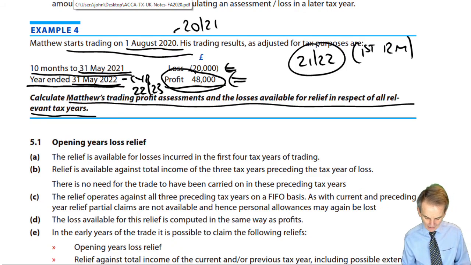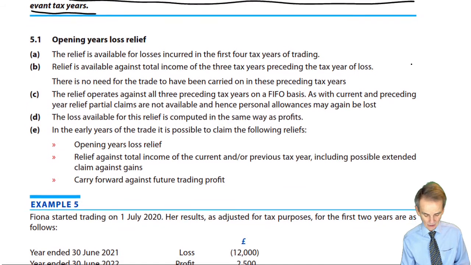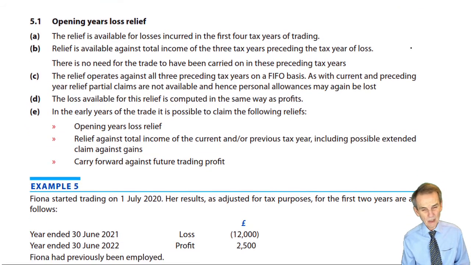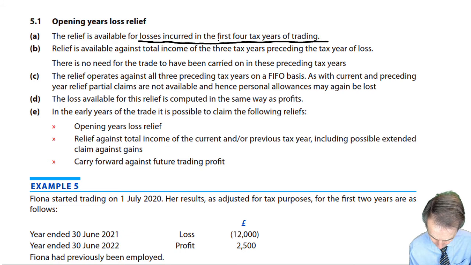What we now see is that when dealing with opening years, and we'll define specifically what we mean by that, then we have this new specialist opening years loss relief. Now, this relief is specialist. It is available for losses incurred in the first 4 tax years of trading.